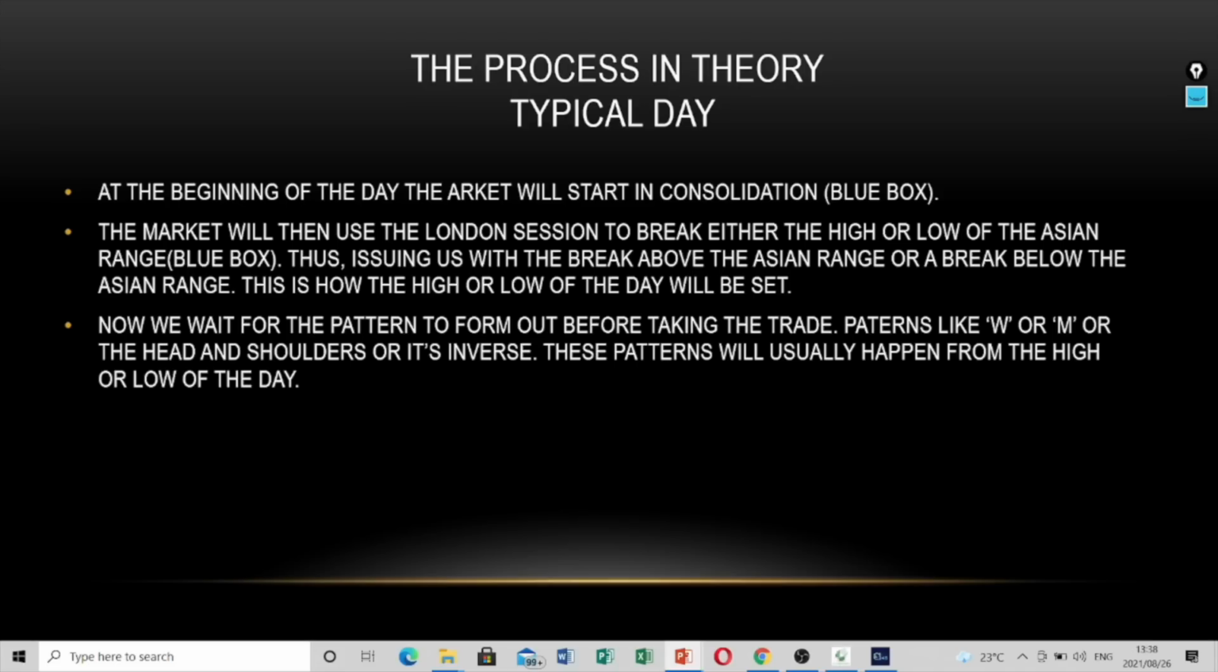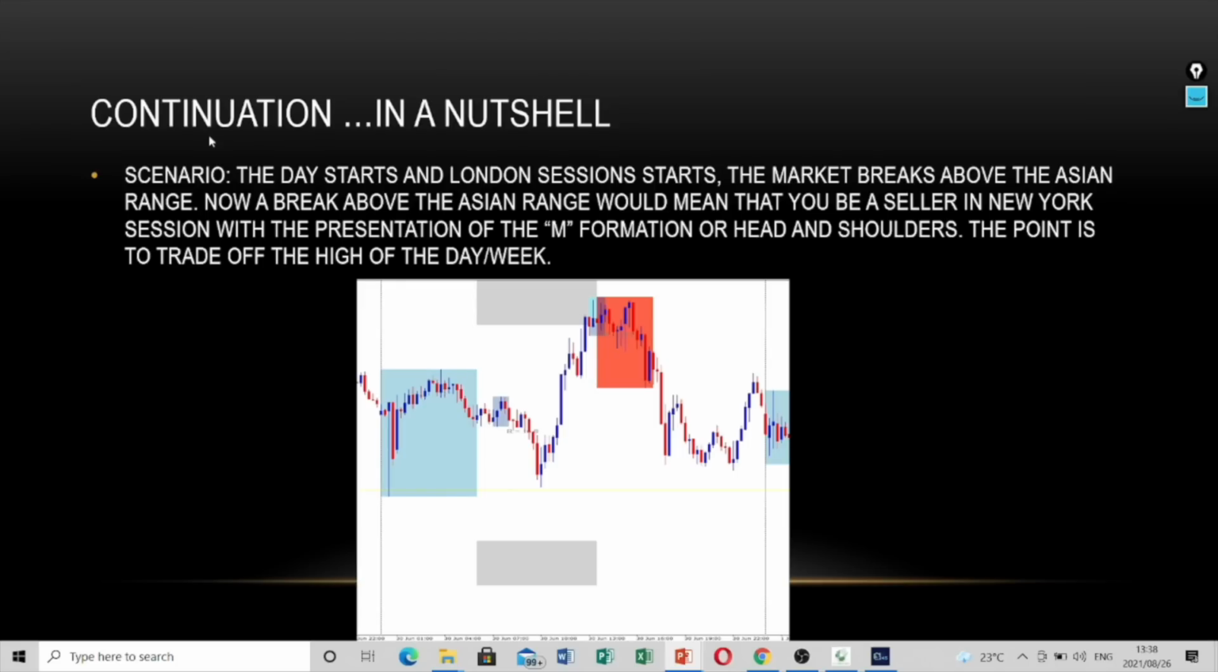These patterns will usually form from the high or low of the day. Now, a typical scenario of what it could look like, or what it does look like. This is a typical textbook example. All right, scenario says the day starts and London session starts. The market breaks above the Asian range, as you can see in the picture below.